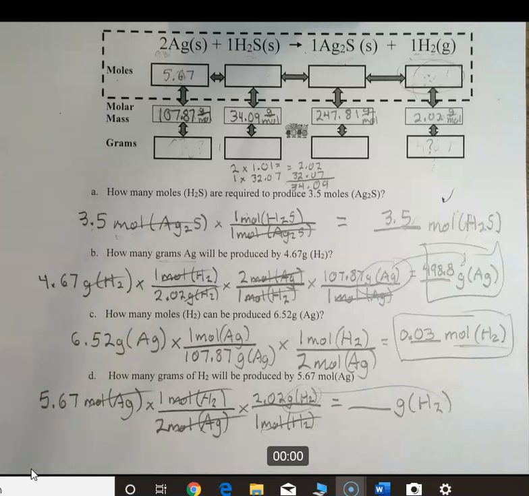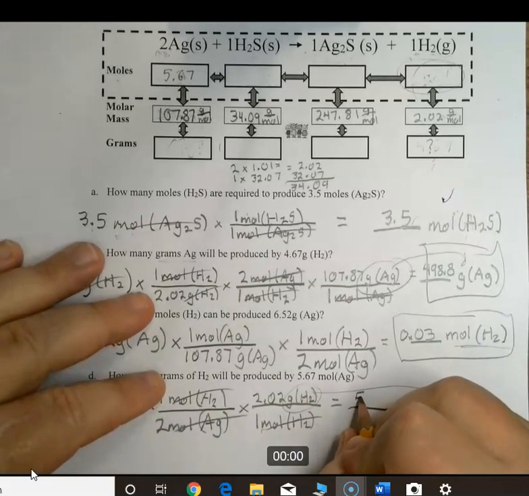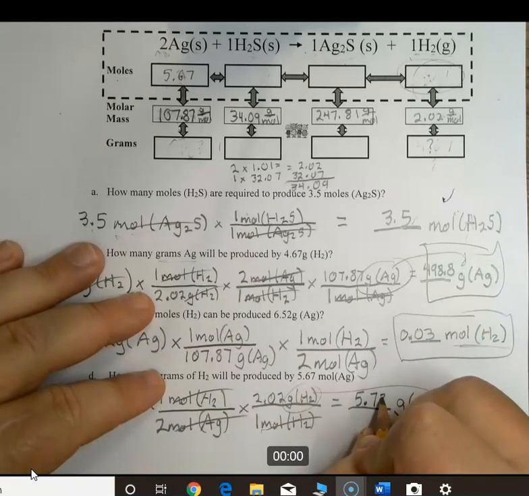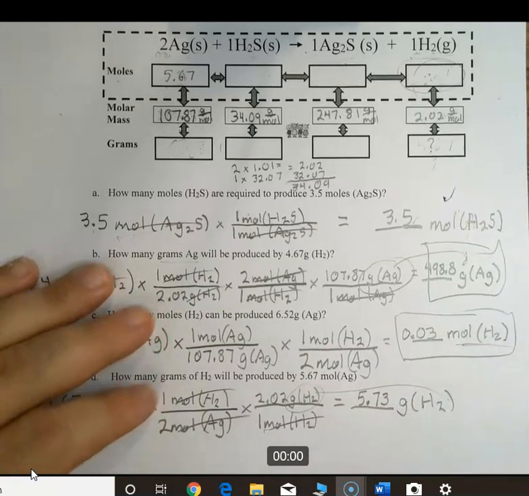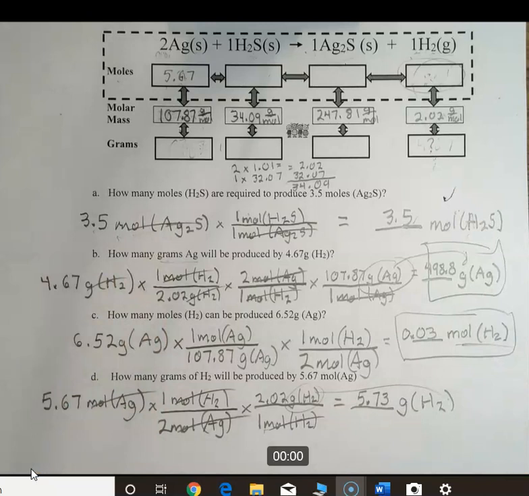And calculate. So it's going to be 5.67 times 2.02 divided by 1 divided by 2. And that gives you 5.73. I'm ignoring significant figures as we have and we will until right before the test. We'll start nailing that down a little bit more. Okay, so there you go.